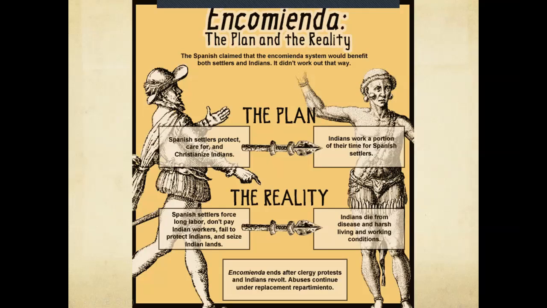All right, so look at the plan here. So the Spanish are going to come in as settlers, one for the tribute that they're going to be getting out of Spain, which would be the wealth, but also to spread Catholicism.